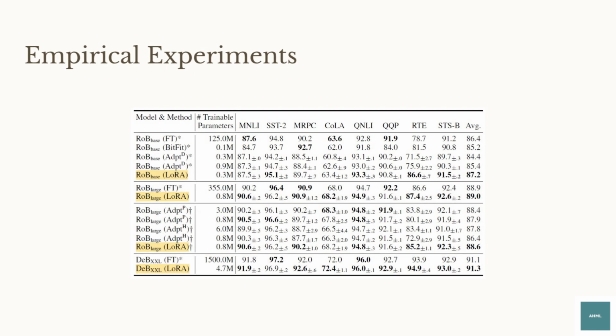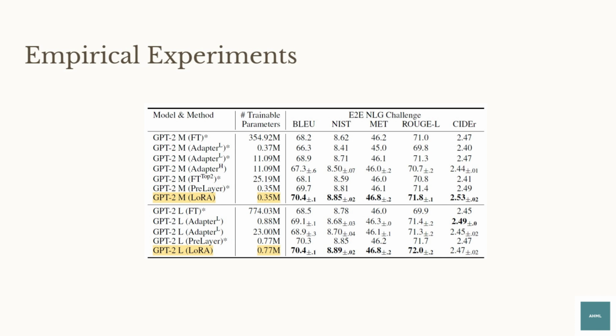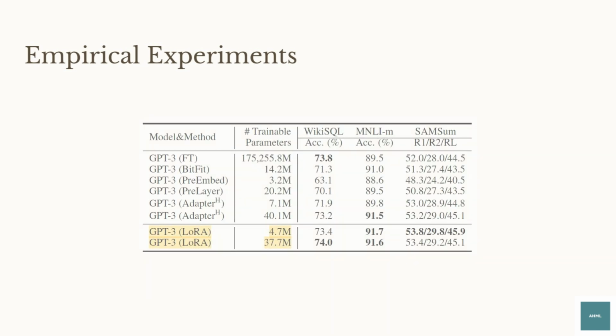With Roberta Base, Roberta Large, and Deberta XXL, LoRA performs on par or better than other adaptation methods. With GPT-2 Medium and Large, LoRA outperforms all baselines with comparable or fewer trainable parameters. As a final stress test for LoRA, LoRA is evaluated on GPT-3 with 175 billion parameters. LoRA matches or exceeds baselines on all 3 datasets. With only 4.7 million parameters, LoRA performs nearly as well as LoRA with 37.7 million parameters.